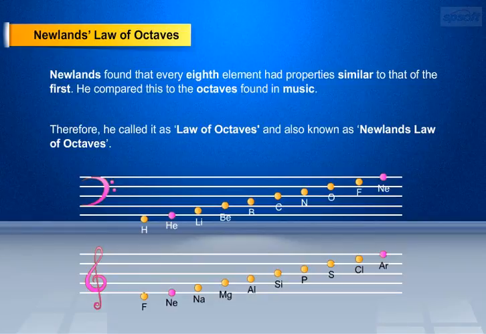The images represent musical notes consisting of elements. He compared it with musical notes because, in a musical instrument like a Casio keyboard, we can see the various keys, which produce musical notes called octaves. Let us discuss with an example in detail that every eighth element had properties similar to that of the first element.